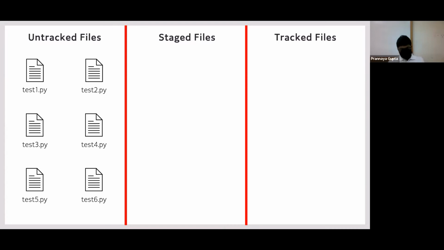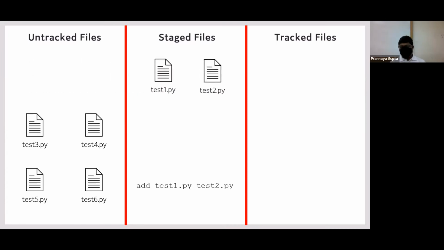Or they don't. It just stays in the tracked files. So let's say I did git add test1.py, test2.py. These test1, test2, test3, test4, all the way until test6.py are all files that I created, and they're untracked files because I haven't added them to Git yet.